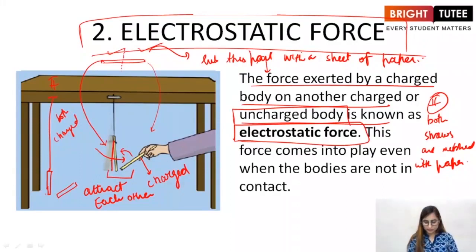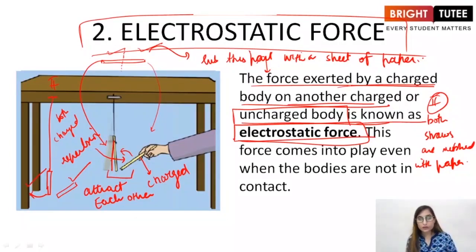Now what you will see is this straw will move away from the charged straw, right? There will be a repulsion when both of the bodies are charged, right? So what made this straw move away? The force exerted by a charged body on another charged body is known as electrostatic force. So in both the cases we saw that due to electrostatic force, the straw moved either towards the charged straw or away from the charged straw, right? Now this is because of electrostatic force.